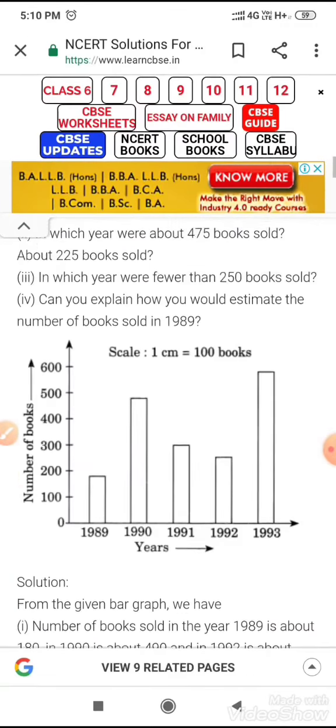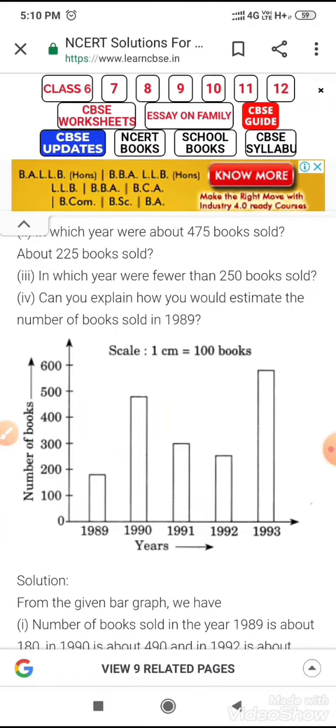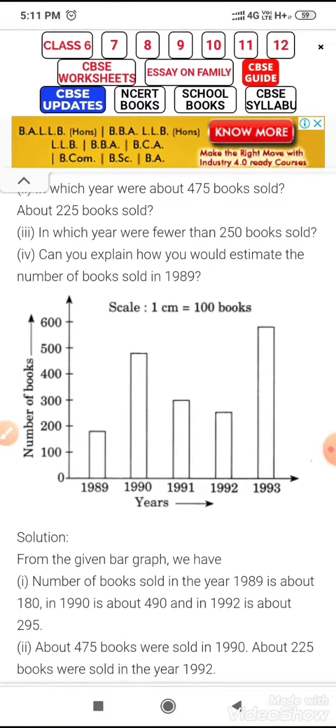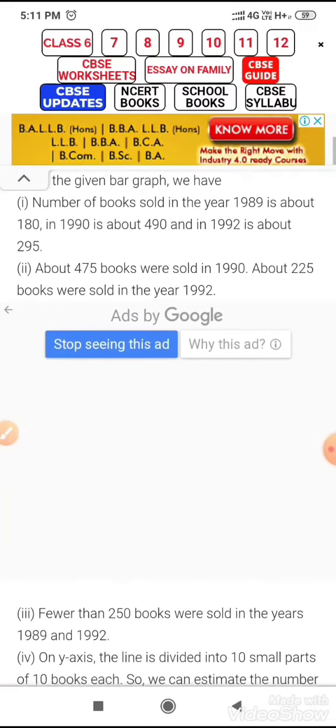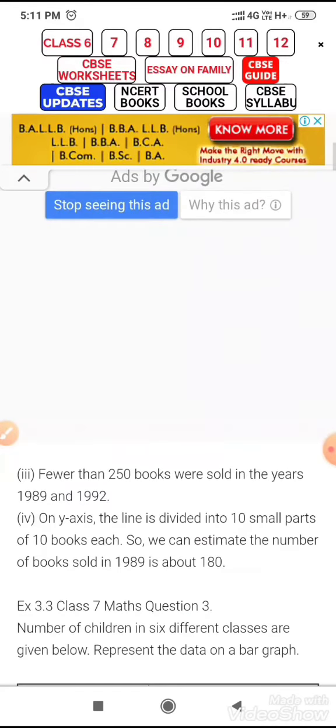Last part of this question is, can you explain how you would estimate the number of books sold in 1989? Its answer is, on the y-axis the line is divided into 10 small parts of 10 books each, so we can estimate that the number of books sold in 1989 is about 180.